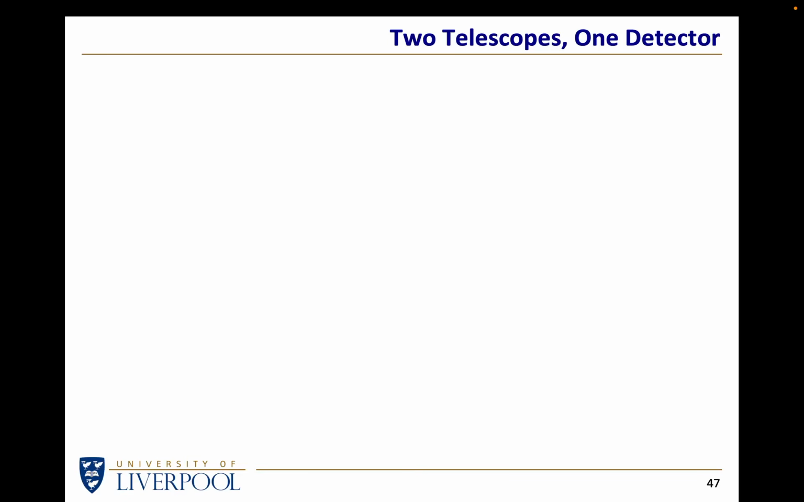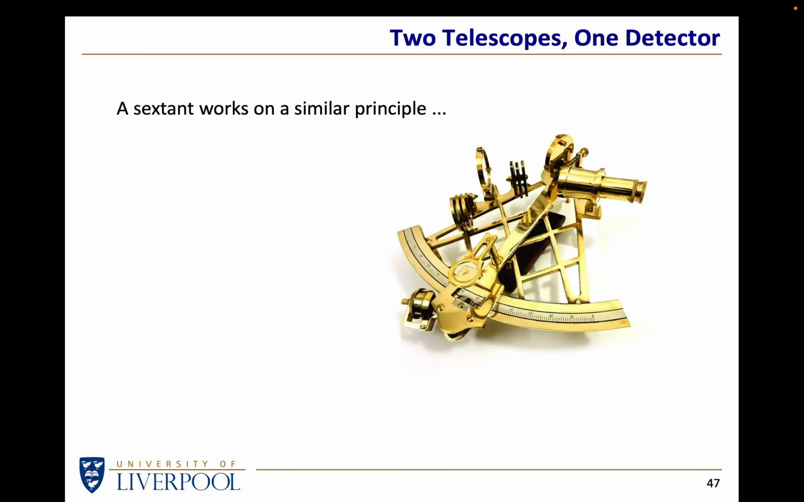Two telescopes, one detector. This idea of sending information from both telescopes to the same sensor at the same time at first seems quite counterintuitive. But actually, that's how sextants work.